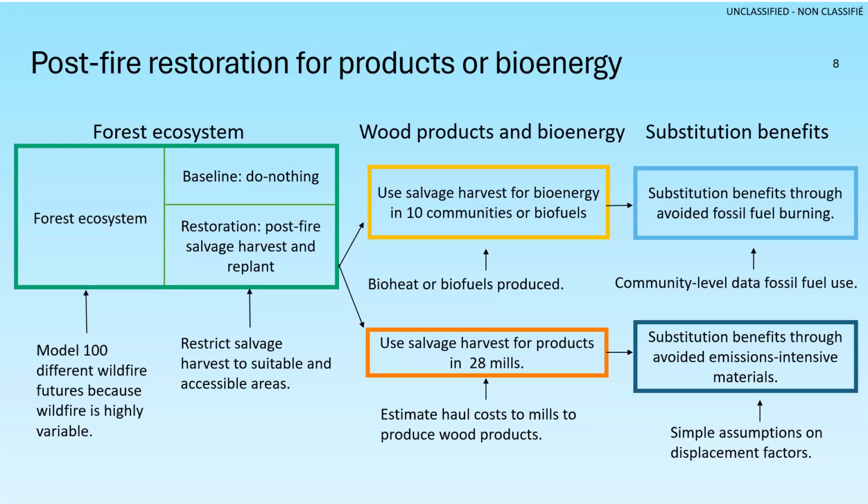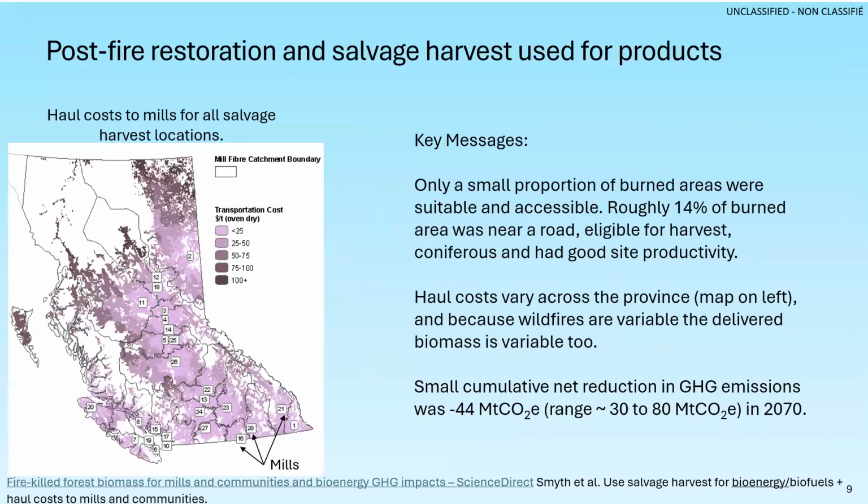But once we had the salvage harvest, we had 2 opportunities. We could use it in a mill and create products, or we could use it in a community and create bioenergy or biofuels. And so we wanted to explore both of these opportunities. So I'm going to start with products.